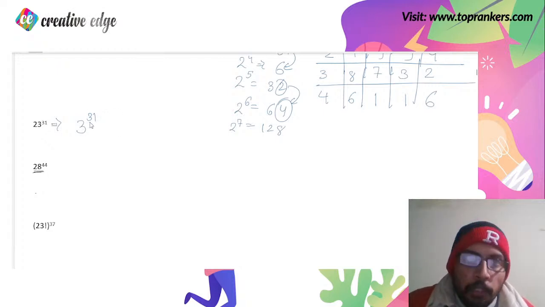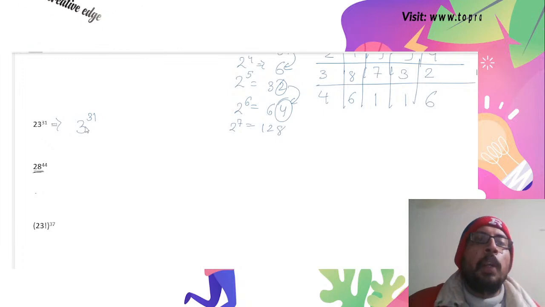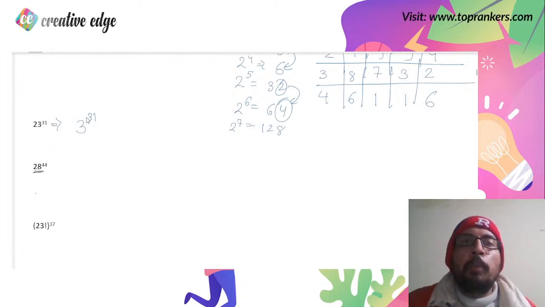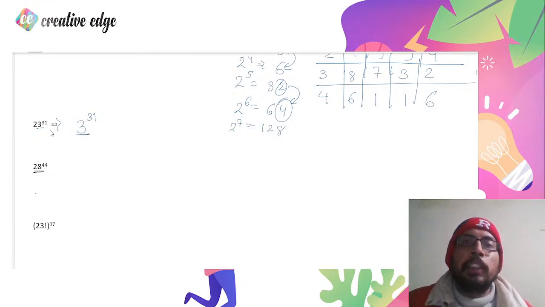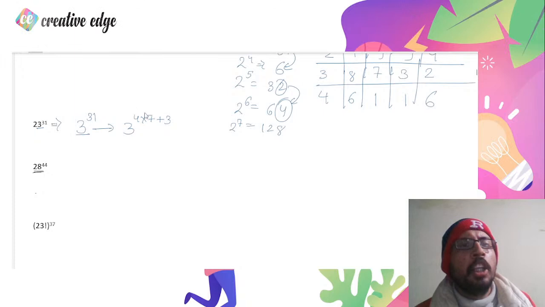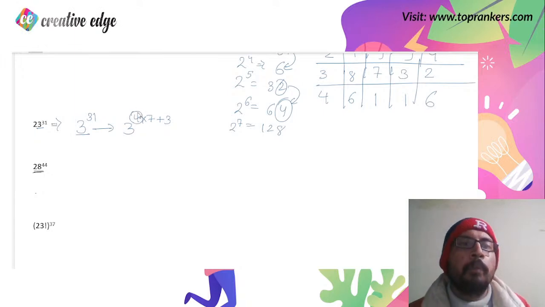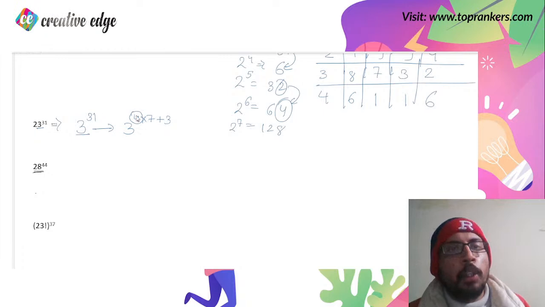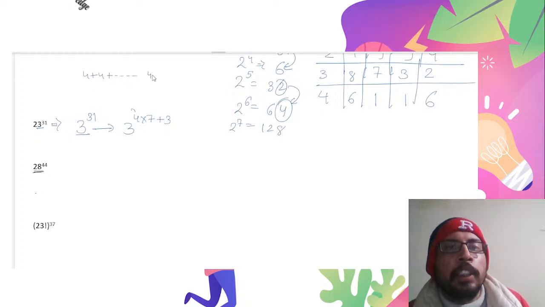It will be sufficient, or I would say enough, to calculate the unit digit of 3 to the power 31 instead of 23 to the power 31, because in both cases the unit digit is going to be the same. So what I can see is that 3 to the power 31 can be written as 4 into 7 plus 3. Now you must be confused about why I wrote it this way. Because 4 represents our cyclicity. Basically, you can say that this 31 can be written as 4 plus 4 plus 4, and it goes on. Then this is 7 times 4, then plus 3.